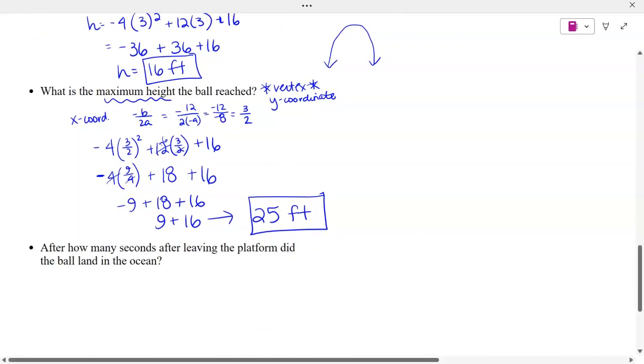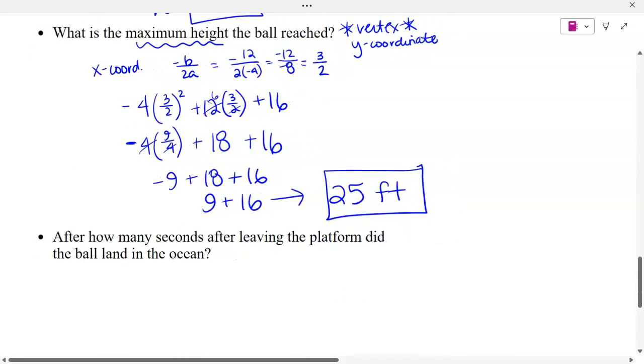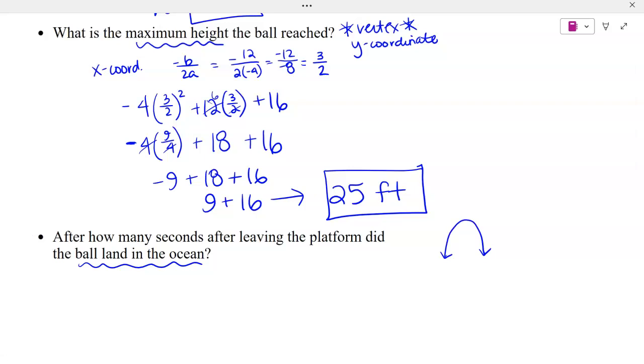Now the last thing they ask you for here is how many seconds after leaving the platform did the ball land in the ocean? And remember what I talked about, you've got this overall general shape, and when you're talking about the object hitting the ground or hitting the ocean, what are we talking about? Yes, we're talking about our x-intercept. And the way we find our x-intercept is set y equal to 0. And in this case, we're actually calling y h.